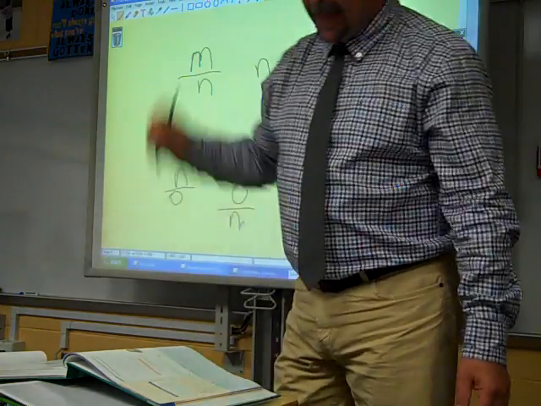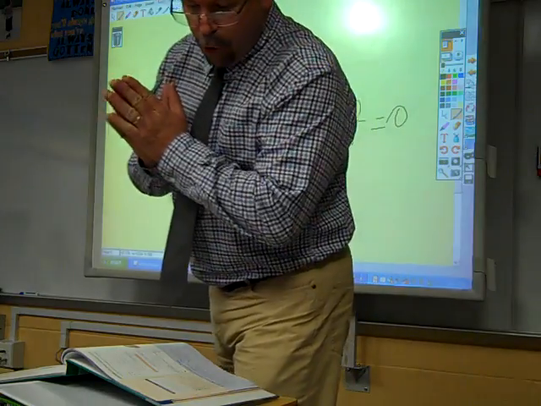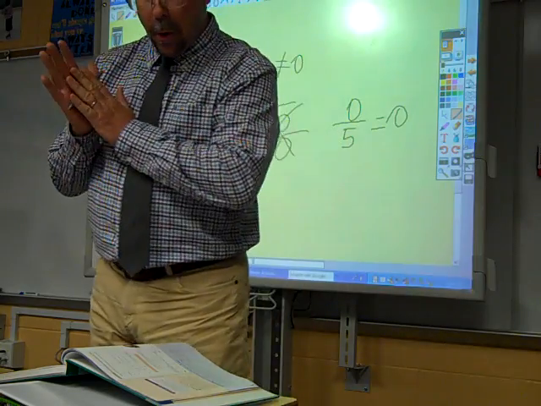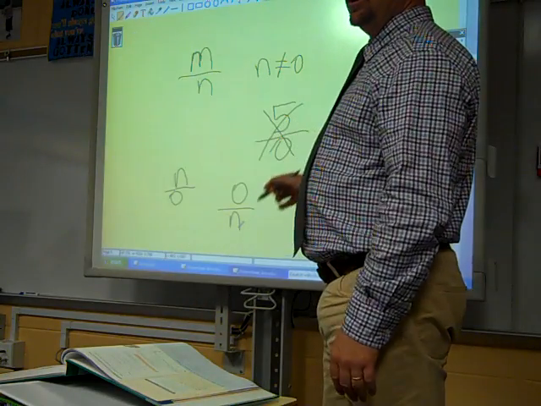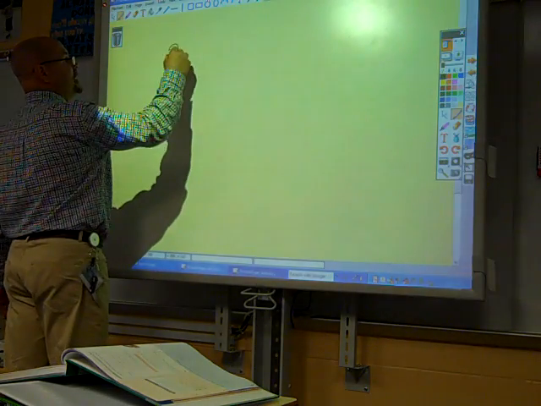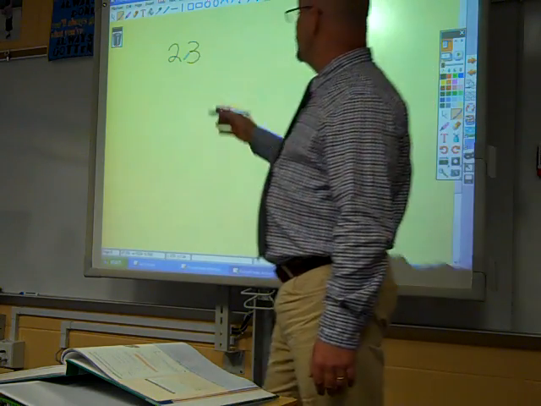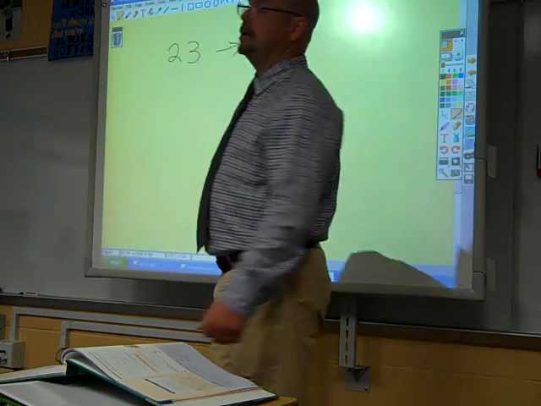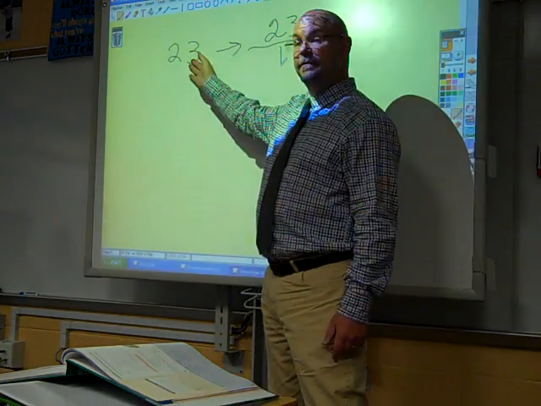Example number 2 at the top of page 10. Everybody there? Top of page 10? Write each number in m over n form where m and n are integers. So we want to put these numbers so that they look like one number on top of another number. Okay? So when you have a whole number, all you do is put it on top of 1. Right? Because 23 divided by 1 equals 23.